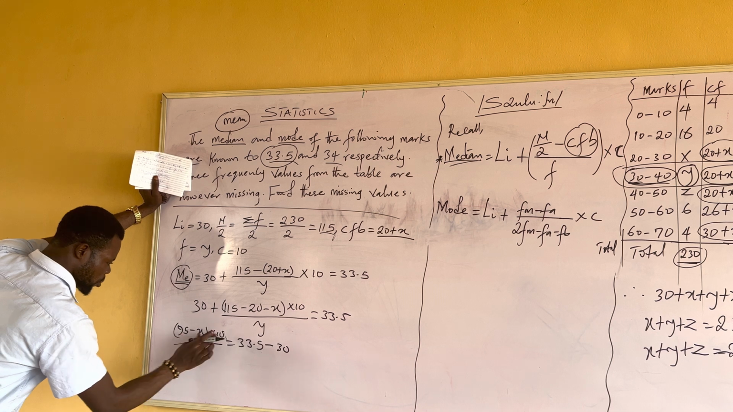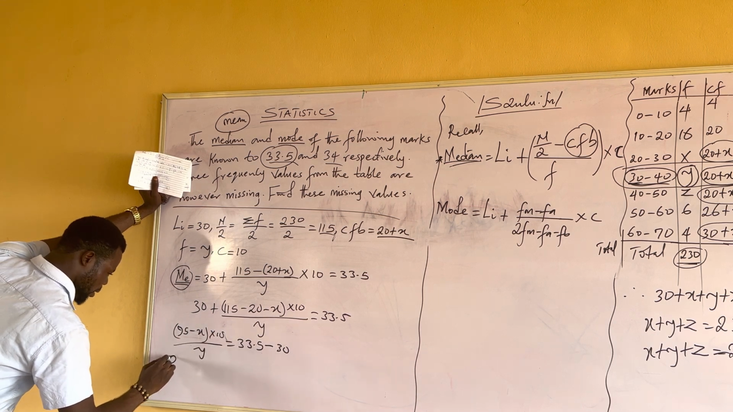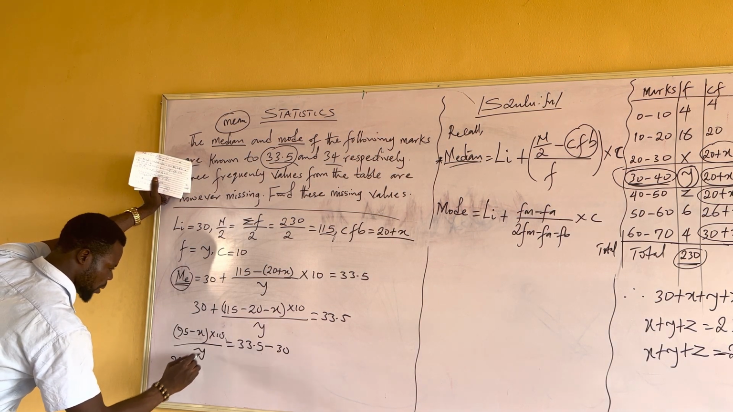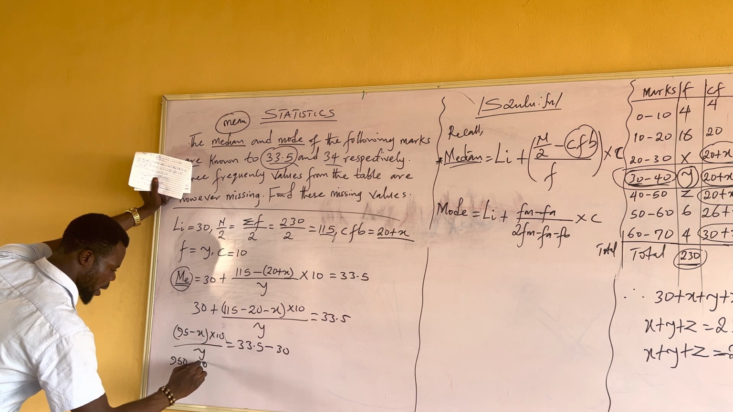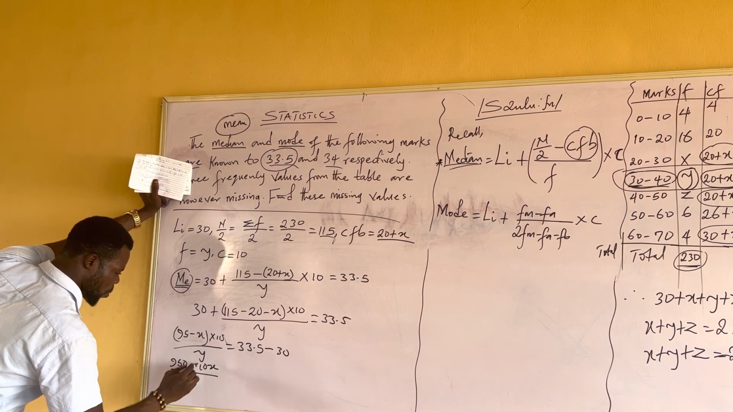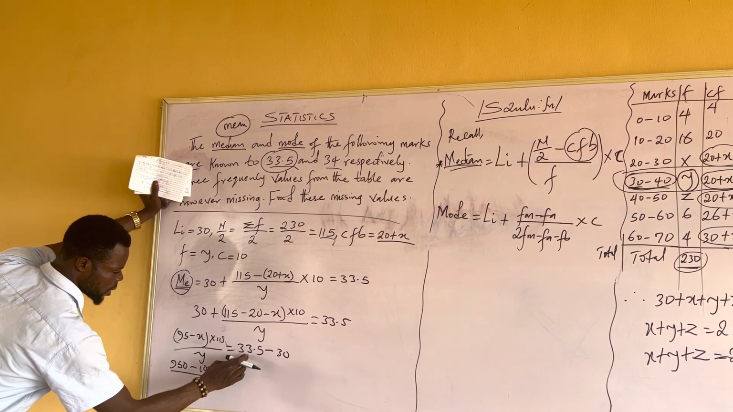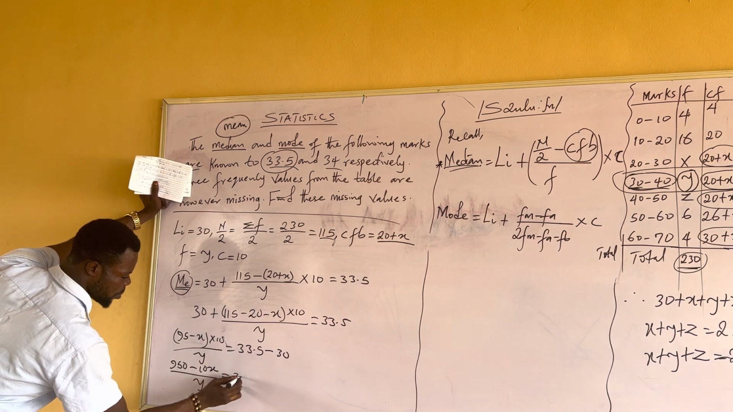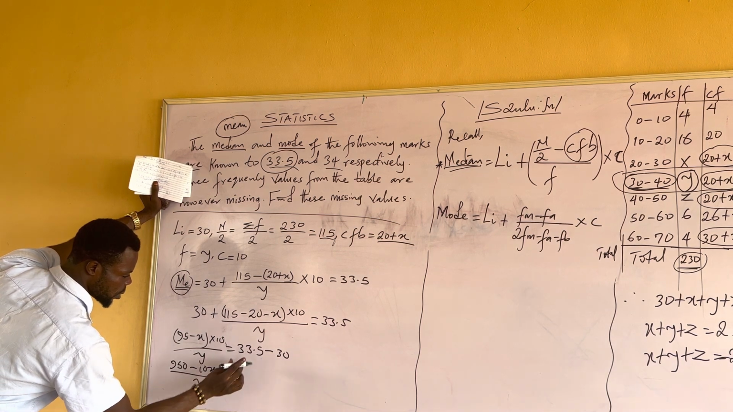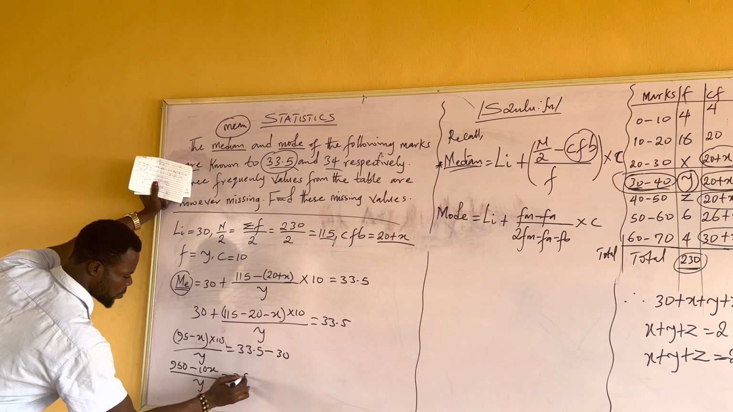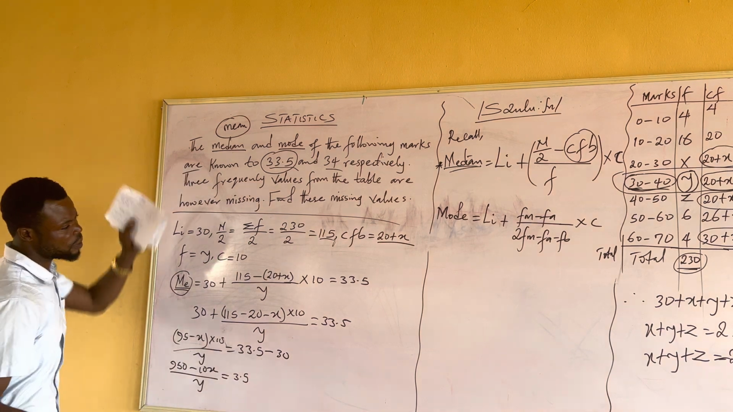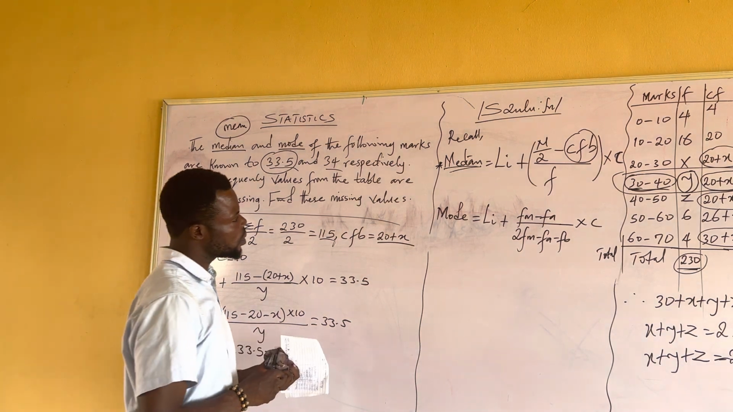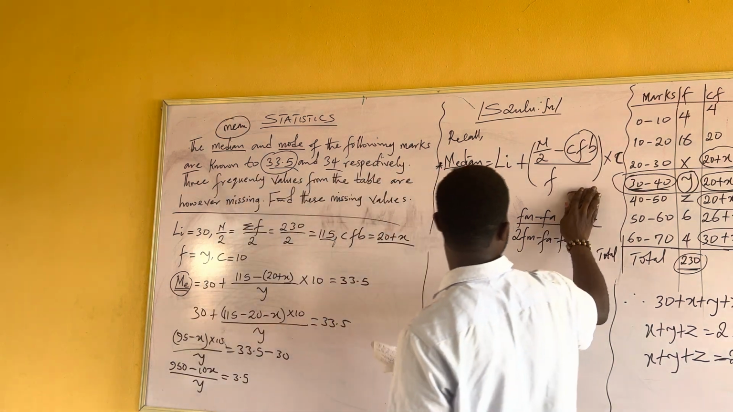So when you multiply this by this, it will be 950 minus 10x, all over y. Then this minus this will give you 3.5. So we can cross multiply from that place.